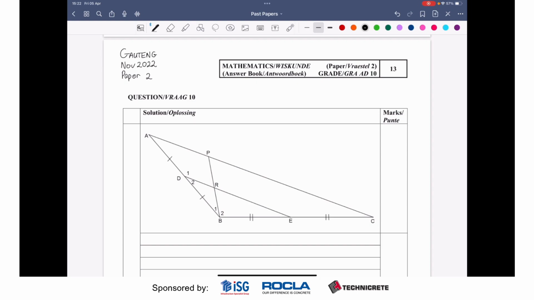Question 10, I'm given this triangle ABC, and I'm told that D and E are midpoints of the sides AB and BC. So this one is a midpoint, and this one is a midpoint, and immediately I'm told midpoint, I'm thinking midpoint theorem. All right, and then I'm told that point P, which is this one, is a point on BC such that PA is equal in length to PB. So these two are equal in length.